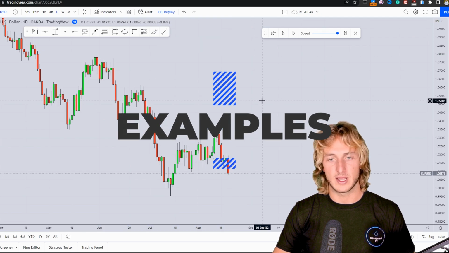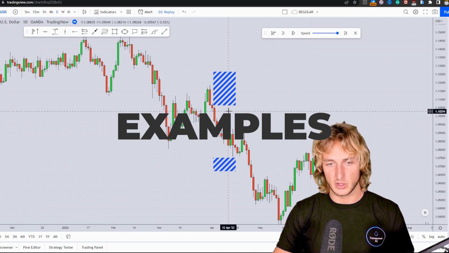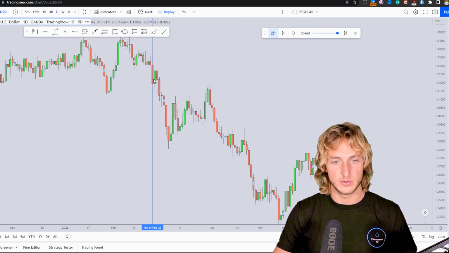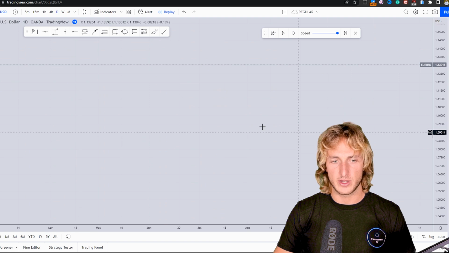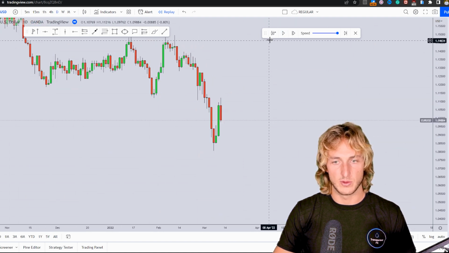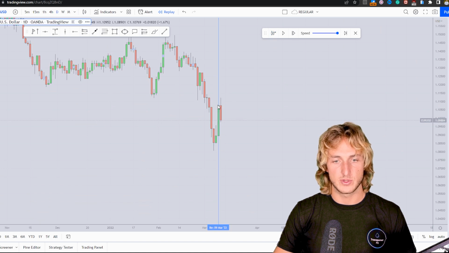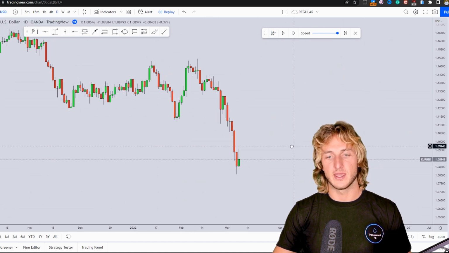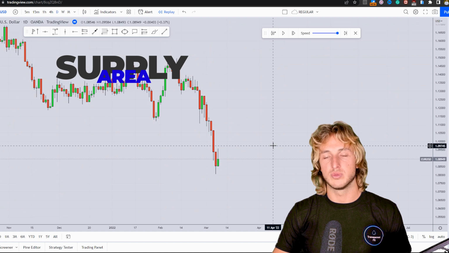Now let me give you a couple of other examples of this concept. For example, we can go here. If we are in a situation like this, where the market is breaking below all the structure, you're looking at the market, you say, okay, where is the nearest supply area?